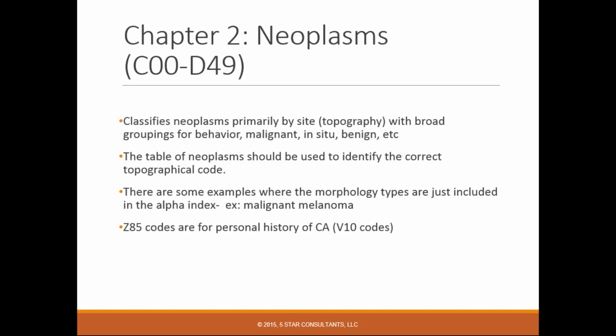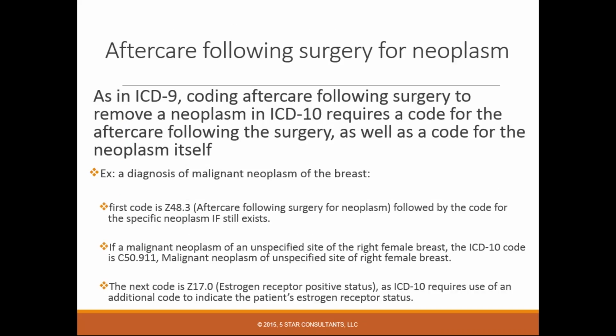And then instead of the V10 codes, which mean it's a history of CA, you're going to use the Z85 codes. You would want a code for the aftercare of the surgery as well as a code for the neoplasm itself. So that sounds familiar. If you have a diagnosis of malignant neoplasm of the breast, your first code would be Z48.3, aftercare following surgery for neoplasm, followed by the code for the specific neoplasm if it still exists. So no changes there.